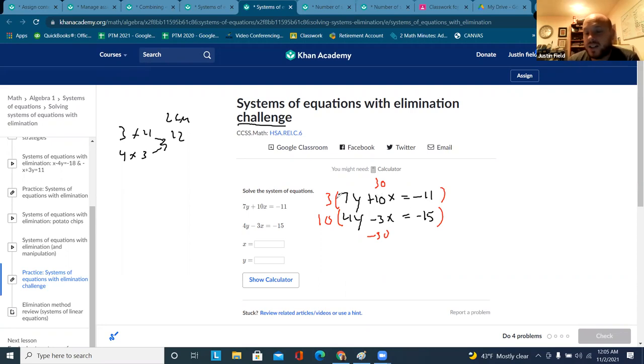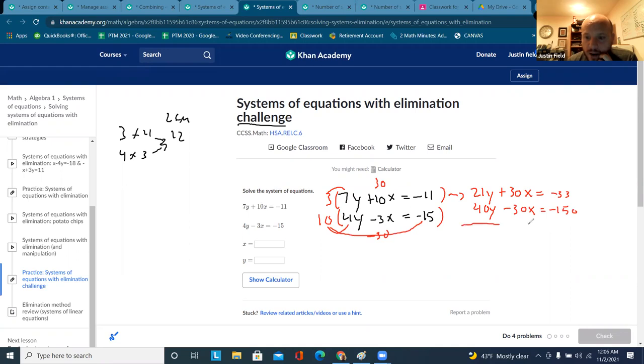But you can't just multiply the one. You have to multiply everything. So that would make this top equation 21y plus 30x equals 3 times negative 33. And then the bottom equation would be 40y minus 30x equals negative 150.